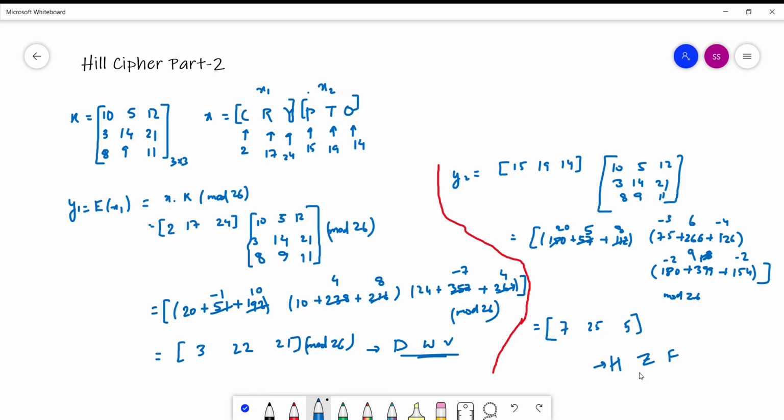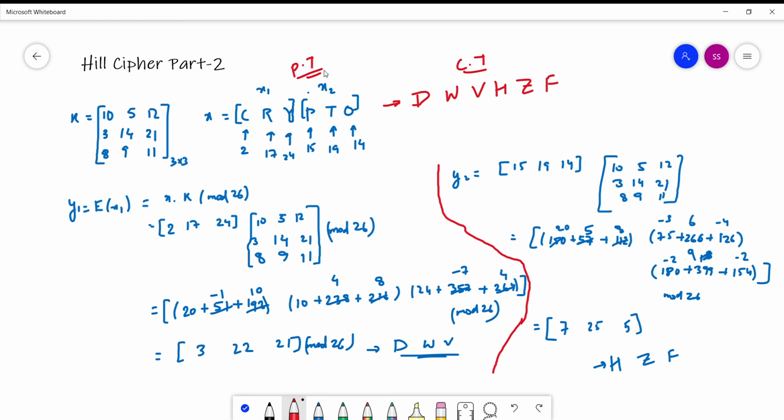So your CRYPTO is encrypted to, not B, it's D, W, V, H, Z, F. This is your ciphertext and this was your plaintext. So this was the encryption part.